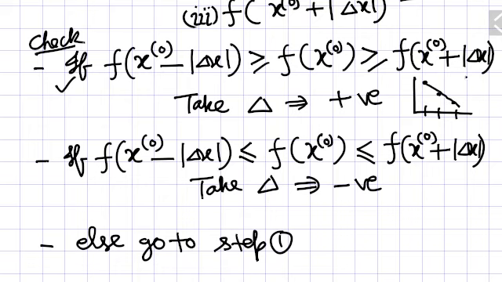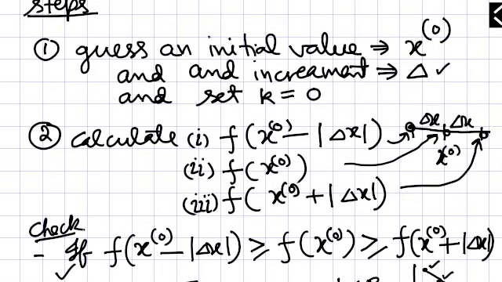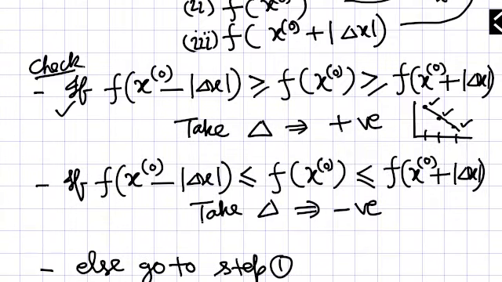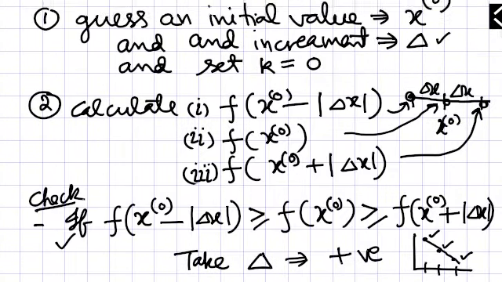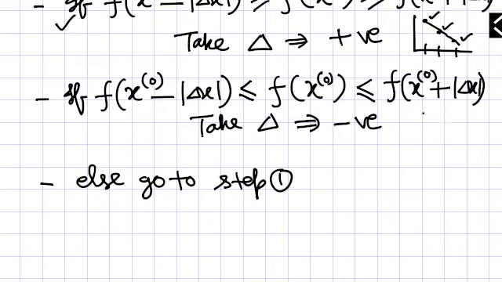So this is your f(x minus delta x), this is f(x plus delta x). In that case, you take delta to be positive. Delta is the numerical value that you had set here. Suppose you took 5, then from now onward delta is equal to plus 5. And if you are getting this kind of trend at the 3 values, then you will take delta as negative.